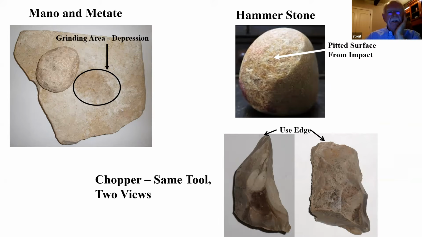Usually the metate portion of this device is actually in the bedrock. It's not a portable piece like you see here. And these things are all over too, because plant processing was a big part of their lifeways.